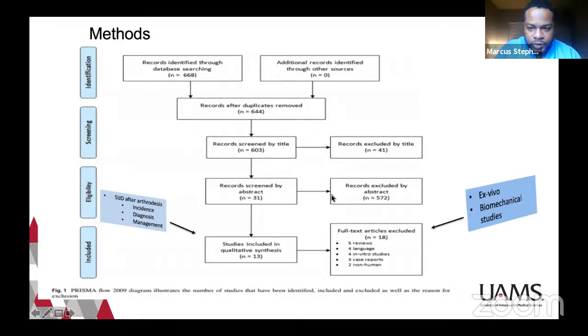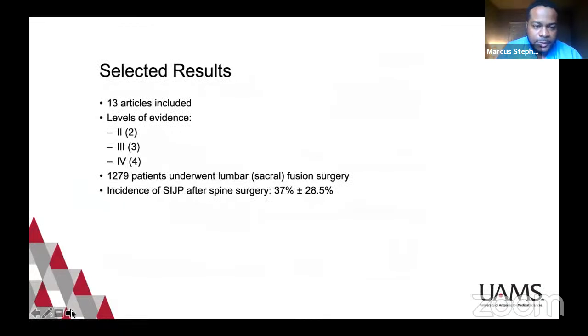And then I wanted to just make sure we all saw that they excluded any ex vivo and any biomechanical studies. So these were all actual clinical studies in vivo with actual patients here. And they whittled it down to about 13 articles. Okay, so once again, there were 13 articles that were reviewed in this study. Levels of evidence weren't all that strong. There were only 2 with level 2, 3 level 3 evidence studies, and 4 level 4.